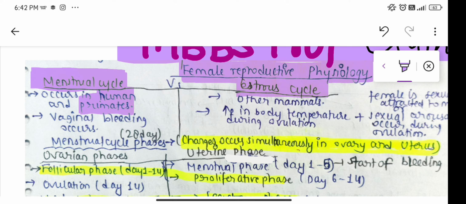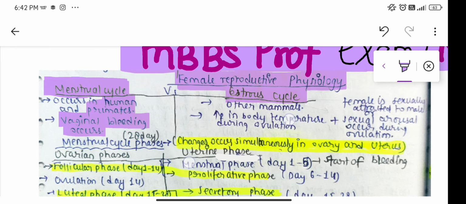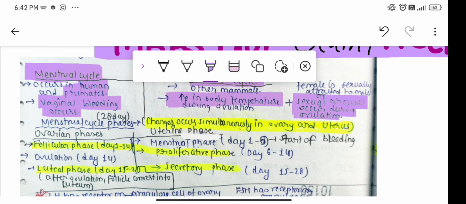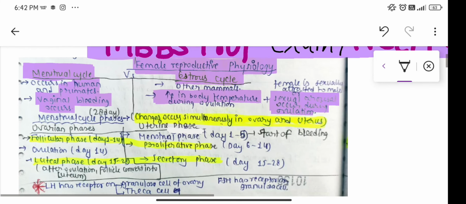In the menstrual cycle, vaginal bleeding occurs; there is cyclical bleeding from the vagina. Whereas in the estrus cycle there is only an increase in the body temperature of the female, as well as sexual attraction of the female toward the male. It indicates that this is the time of ovulation, the time of release of ova. So I think you can distinguish between these two.